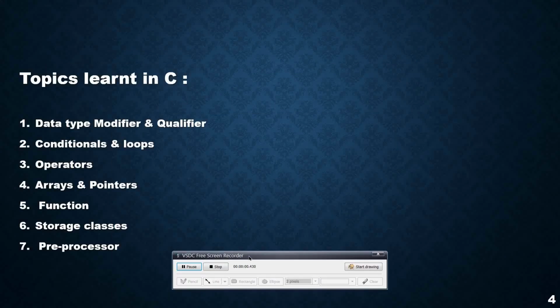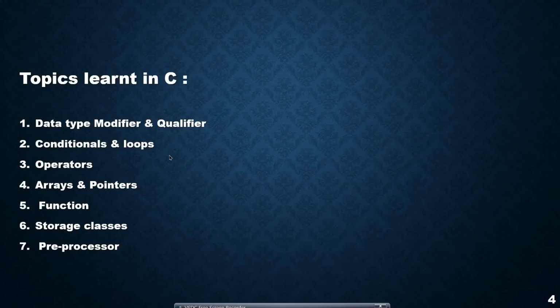These are the topics we have learned in C. First one is data types, modifiers and qualifiers. Basically, data types are classified into two types: primitive data types and derived data types. Primitive data types are int, char, float, double, etc. And derived data types are arrays, structures, pointers, etc.